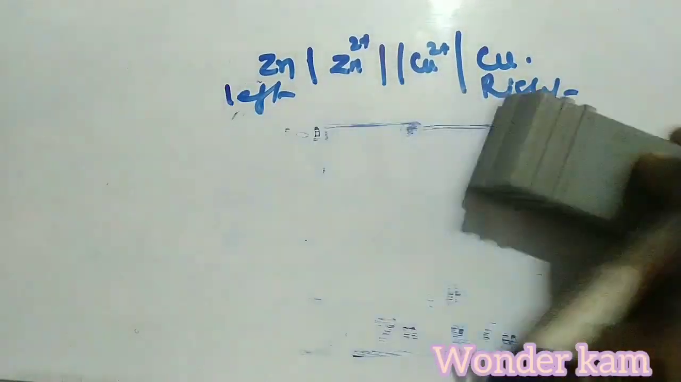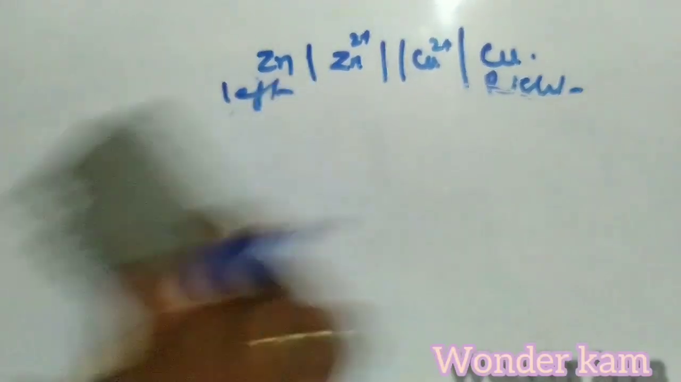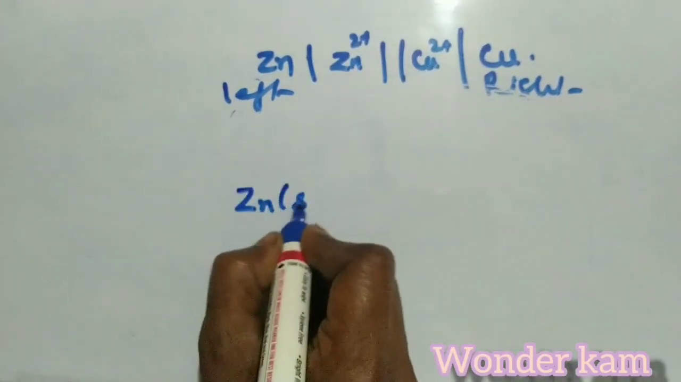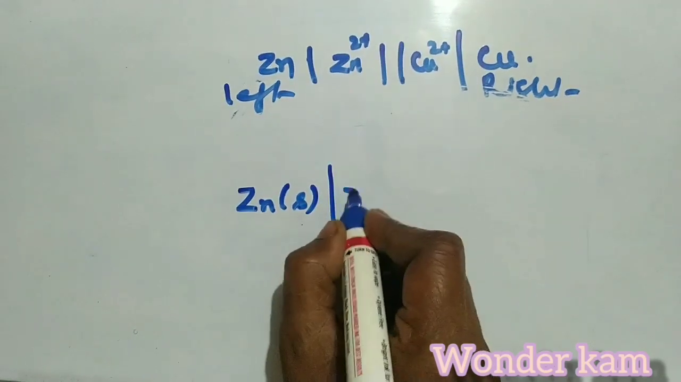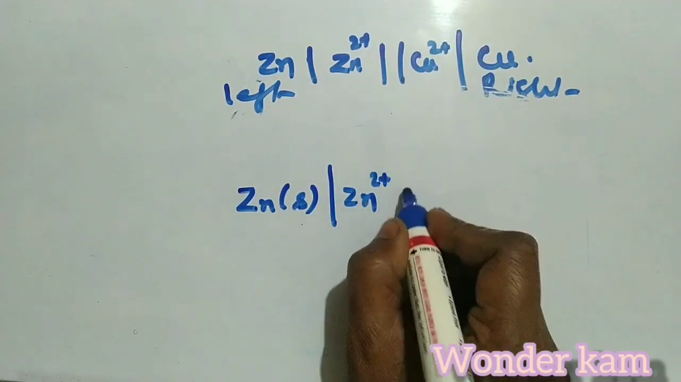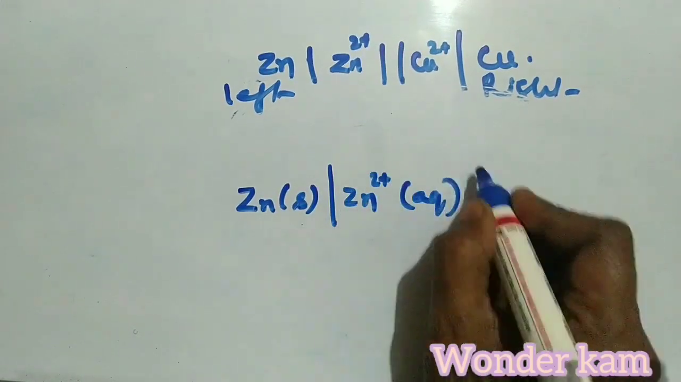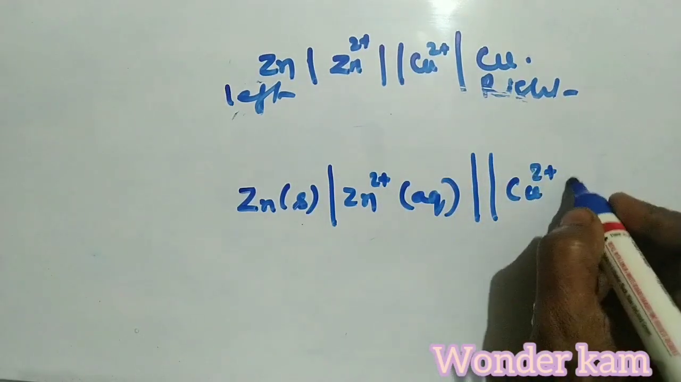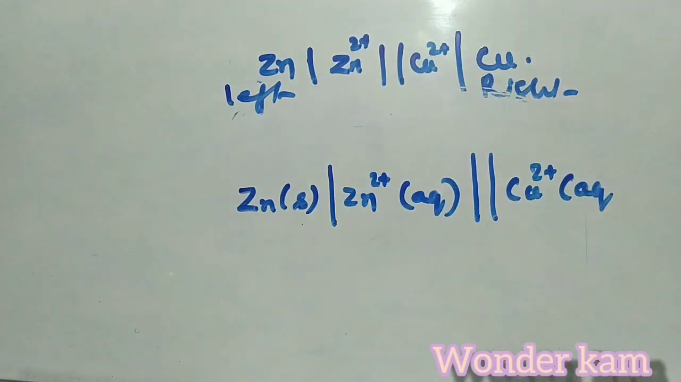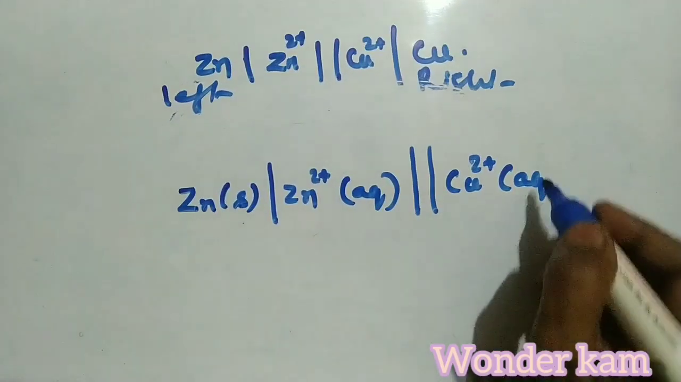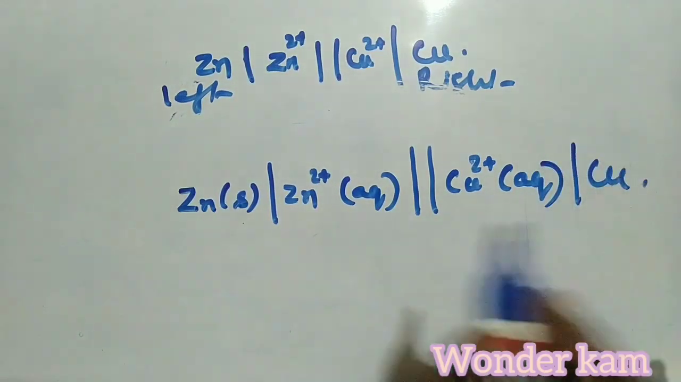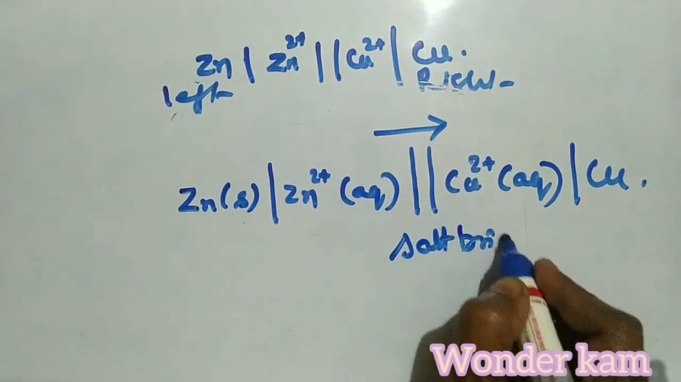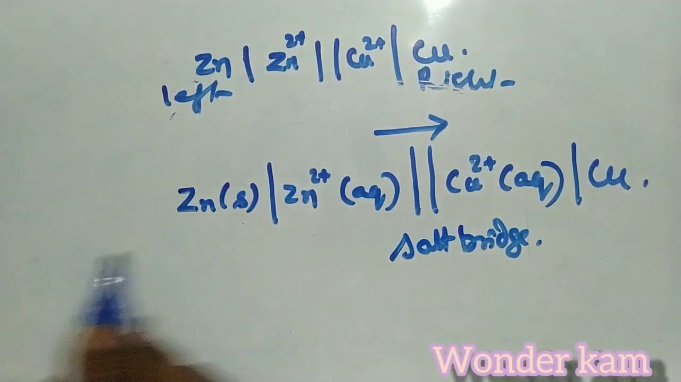Now let us clearly write the cell representation properly. So metallic zinc, which is solid, followed by zinc ion or Zn2+ aqueous from zinc sulfate solution. The vertical line is for the solid-aqueous interface. Then a double bar or double vertical line for the salt bridge, and then followed by copper ion solution or copper sulfate, aqueous, and copper which is solid. In between, the arrow above the salt bridge represents the flow of electrons.